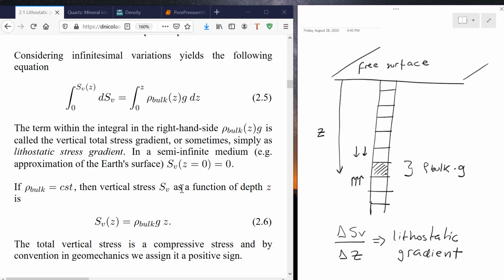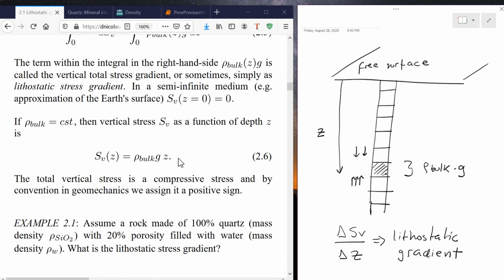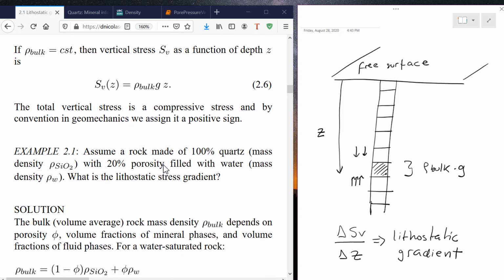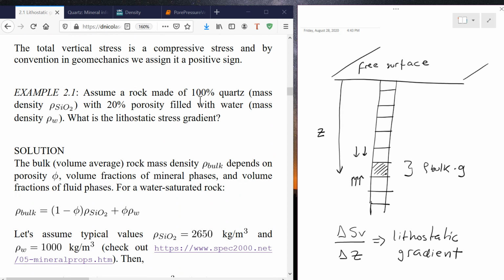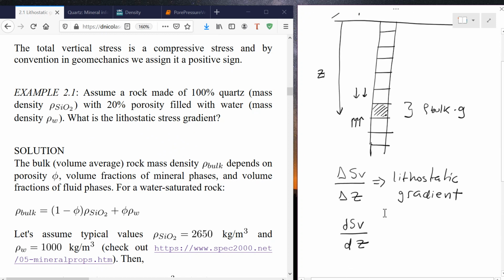So let's see what this gradient and what these stresses look like for typical conditions. Let's assume that we have a rock made 100% of quartz, so all the solid part is quartz, and it has a 20% porosity filled with water. All right, the first thing that we're going to do here is to calculate what is the bulk density.